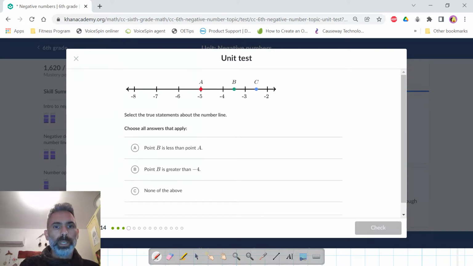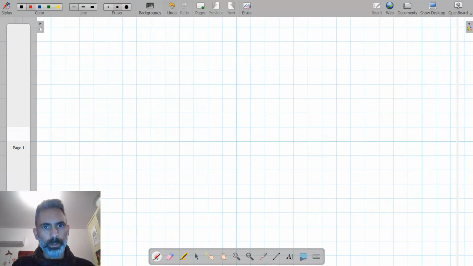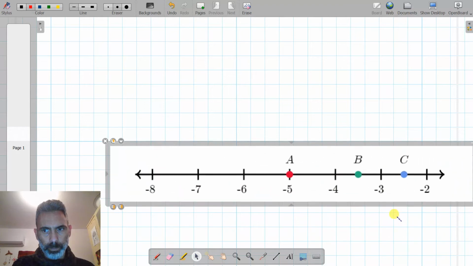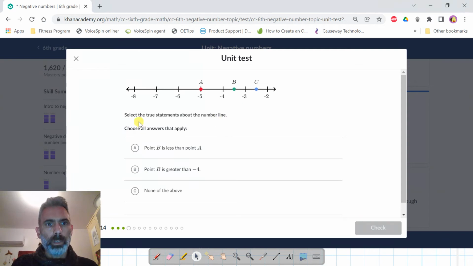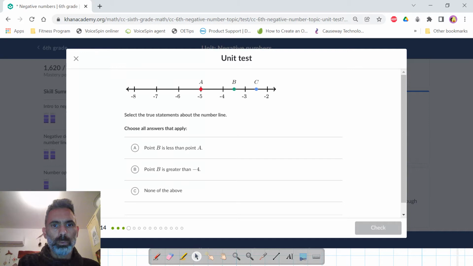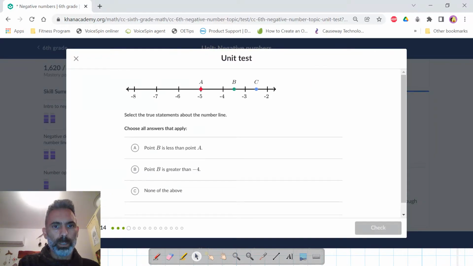Okay, select the true statements about the number line. Okay, so let me copy the number line to the board. Now let's see. Point B is less than point A. No, that is not true, because point B is to the right of point A. Okay, so option A is not correct.